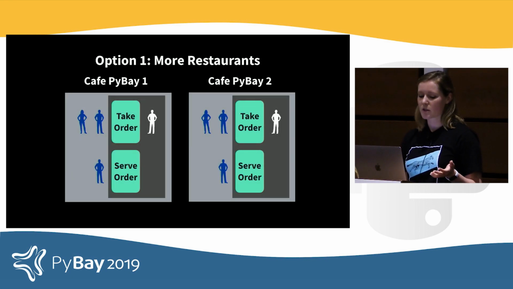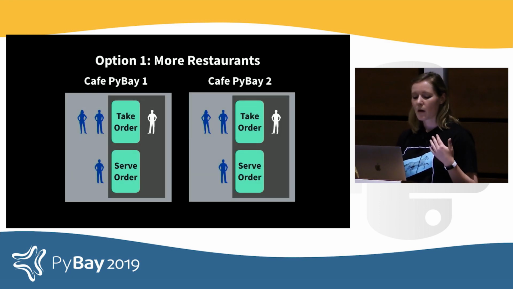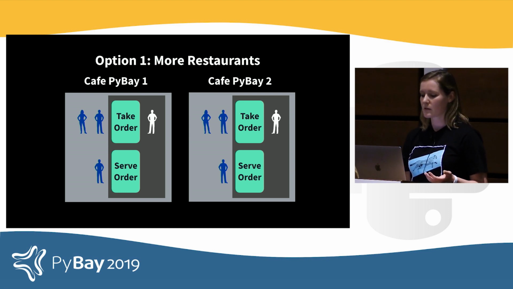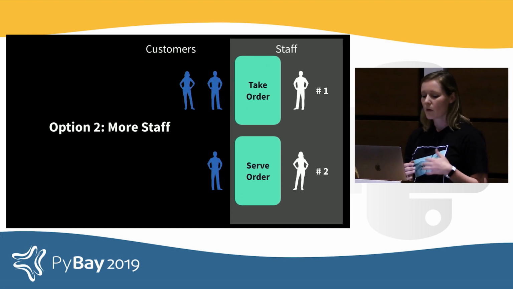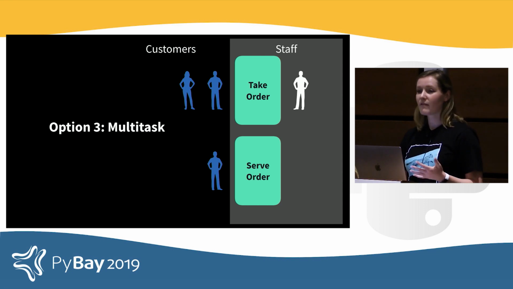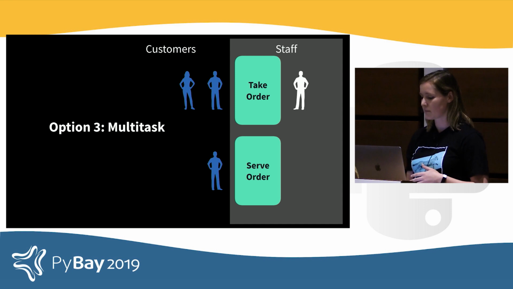We have a few options for how we can solve this problem. We could throw more stuff at the problem and just open up more restaurants. Or we could hire more staff for our one restaurant and have more people working behind the counter and dealing with the tasks that need to be done. But given the work that we need to do, it might be more simple to have one person work efficiently and multitask between taking orders and serving orders.